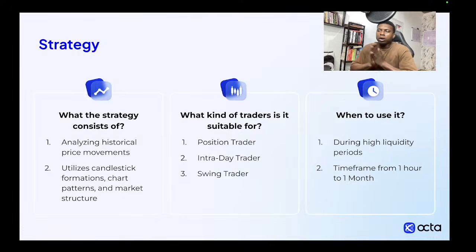Now, what will this strategy consist of? So the strategy is going to consist of analyzing historical price movements, utilizing candlestick formation, chart patterns, and market structure. Then what kind of trader is it suitable for? 1 is suitable for position trader, 2 is suitable for intraday trader, and 3 is suitable for swing trader. Now, when to use this strategy, you can use this strategy during a high liquidity period, time frame from 1 hour to 1 month.